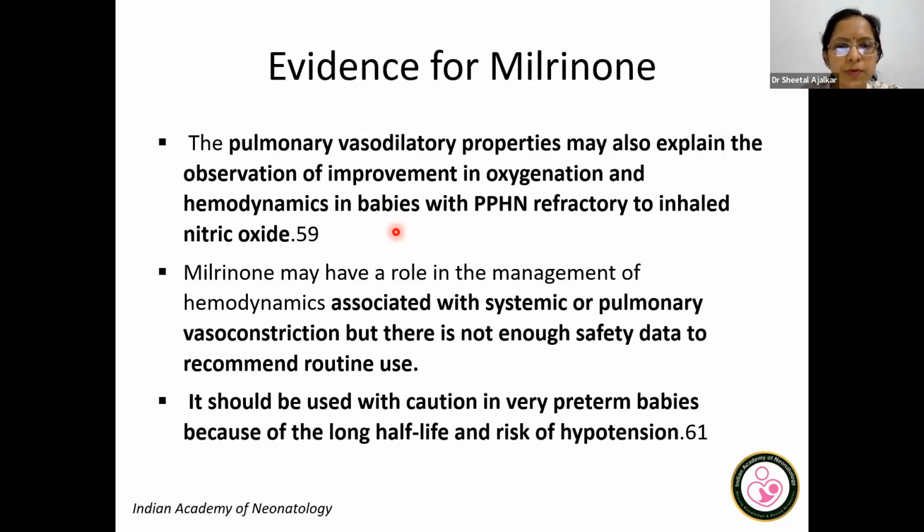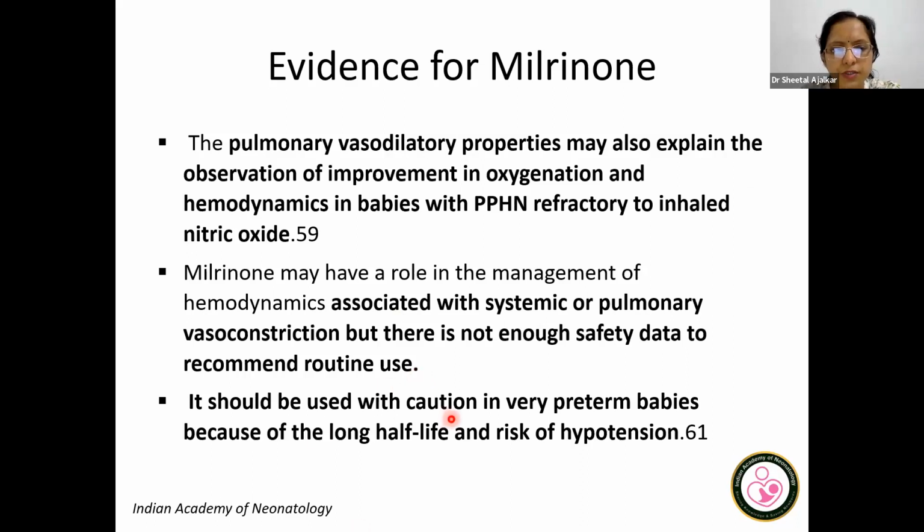Pulmonary vasodilatory properties are helpful over here, and it is associated with systemic or pulmonary vasoconstriction, but there is not enough safety data to recommend routine use. For milrinone also, there is no evidence that tells us this is the first line drug for this or the second line drug for that. So again, we have to see how helpful it was, in which studies, in which states of flow, in which states of pulmonary pressures, and then we can use it clinically in a better way.